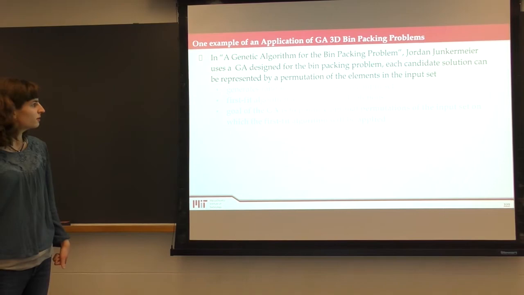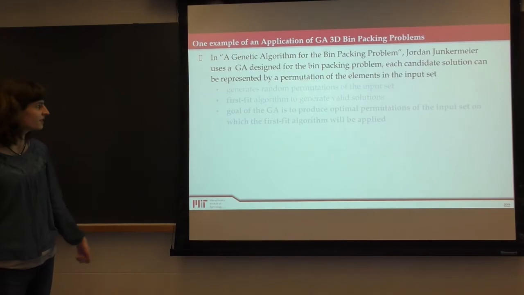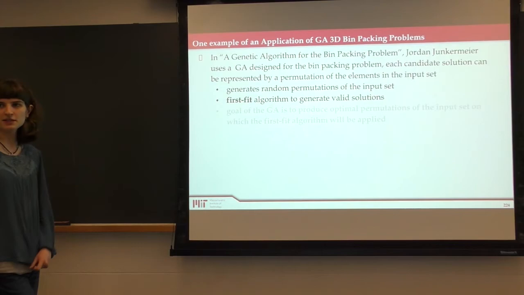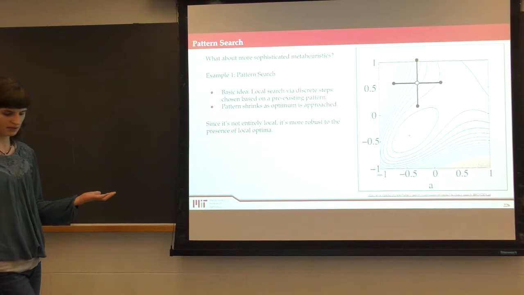So probably the simplest is just genetic algorithms, like we saw in the SVG nest. So an example of this is the paper, a genetic algorithm for the bin packing problem. So just randomly permute the input set, use a first fit algorithm to evaluate the fitness of solutions, and then use the GA to permute the solutions. This is the simplest. It's also not very good.